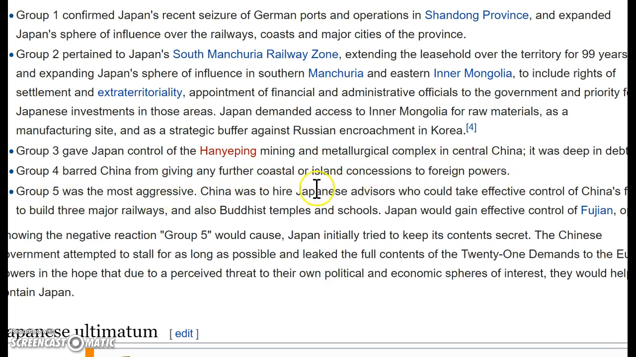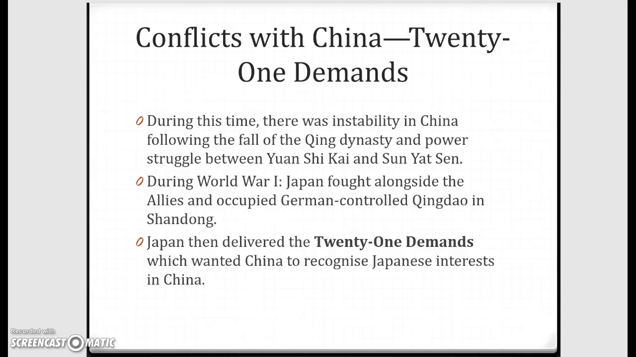Group 5 is supposedly the most aggressive. You shall go and read on about what it is about. So what happened was that eventually through negotiations, they watered down the demands to be like 13 demands instead of 21, and China accepted them, because they know that if they reject them, it would be war. This would be pretty similar to the Munich Agreement. Give in, appeasement, basically, because the other option is war.